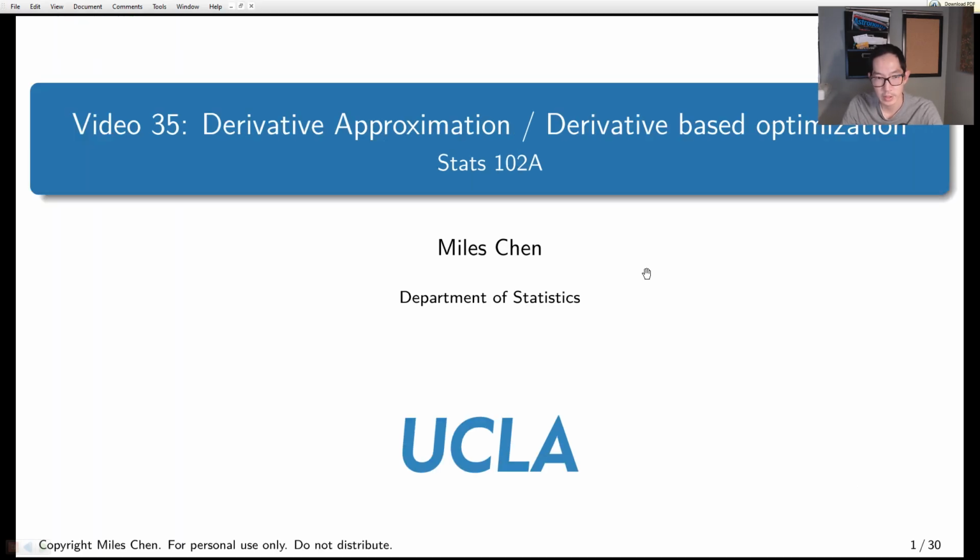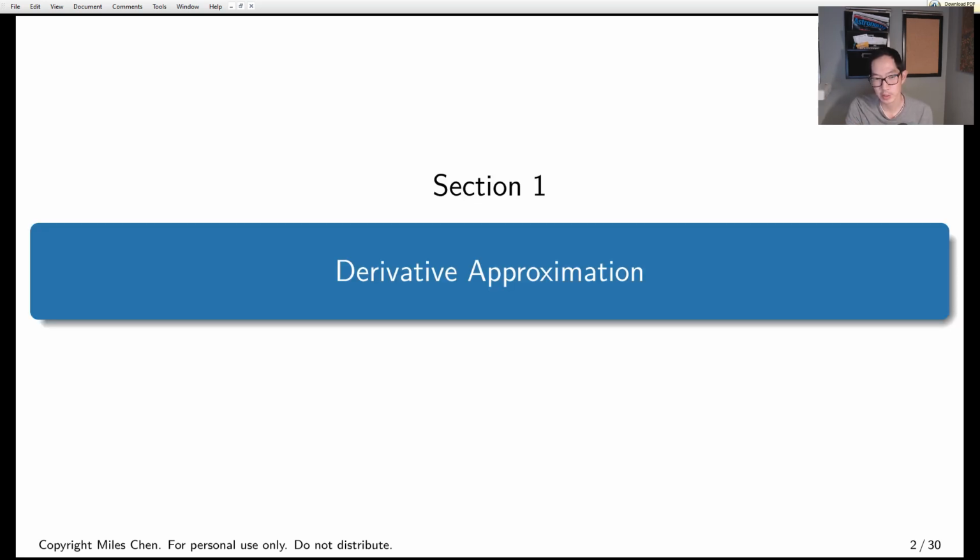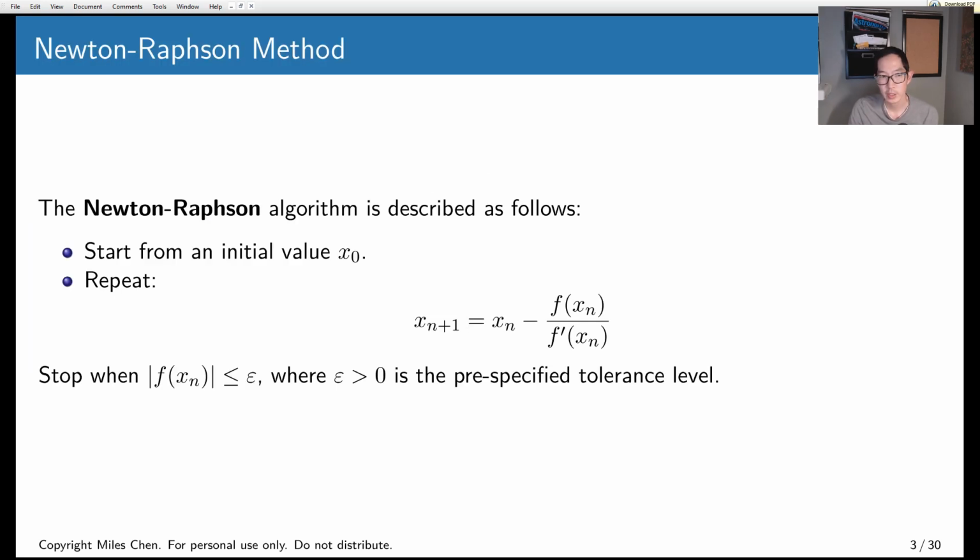All right, let's talk about derivative approximation, and then using derivatives as a method for optimization, finding maximums and minimums. Okay, so let's go back to the Newton-Raphson method. In the Newton-Raphson method, we needed to have the f prime. We needed to have the derivative of the function.